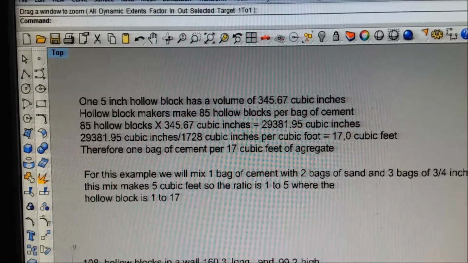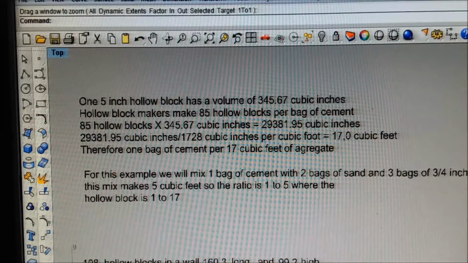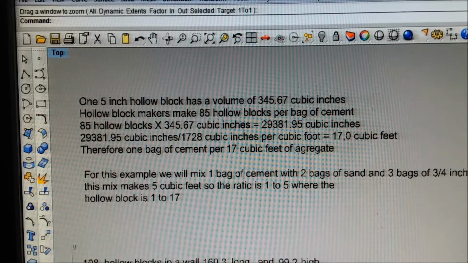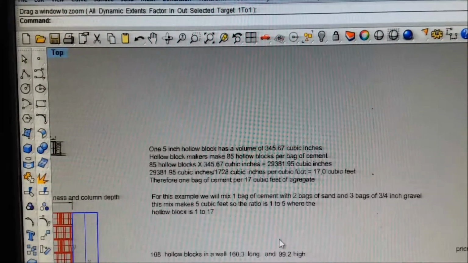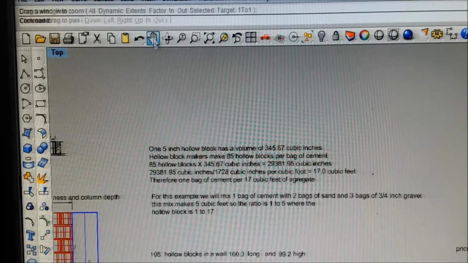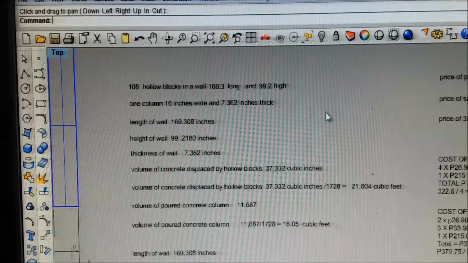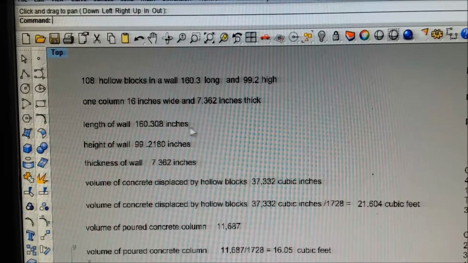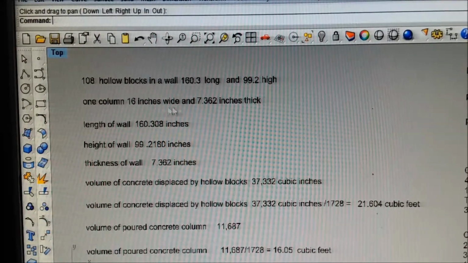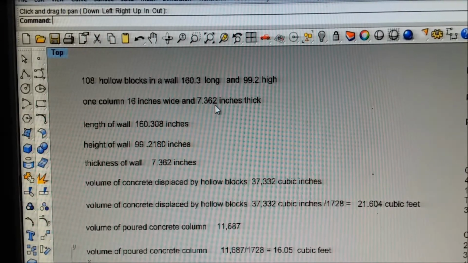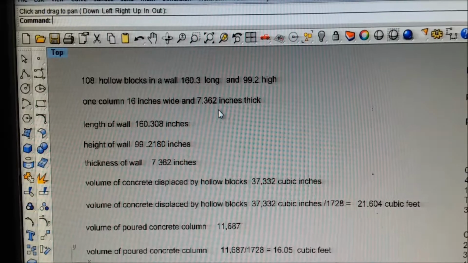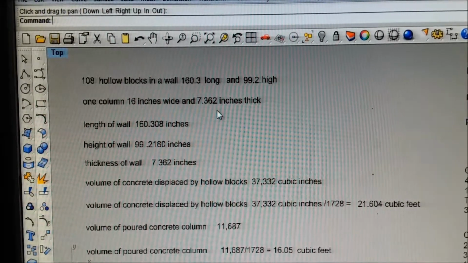The 144-inch long wall with the column is actually 160.3 long. And you're going to find typographical errors all over this because I'm not very good at typing. It's not my strong suit by far. Okay, the column that we're using is 16 inches wide and 7.36 thick. That's a 5-inch block with standard render on either side.